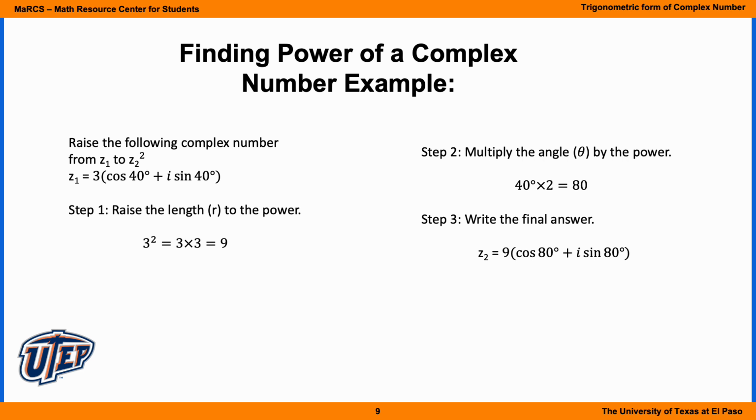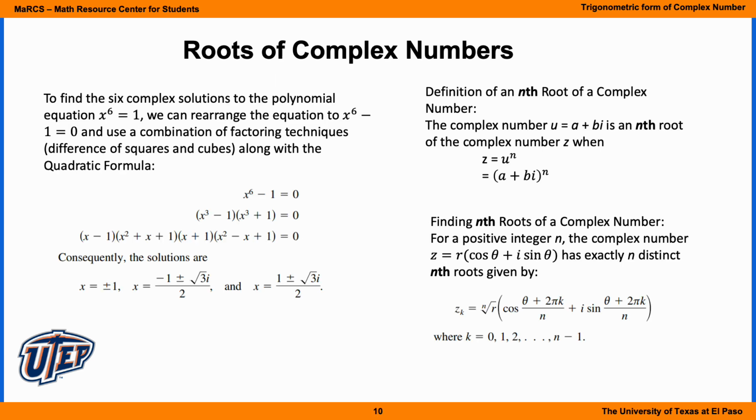So for the definition of an nth root of a complex number, we're given that the complex number u is equal to a plus bi is an nth root of the complex number z when z is equal to u to the power of n, and we just substitute a plus bi for u and raise that to the power of n.